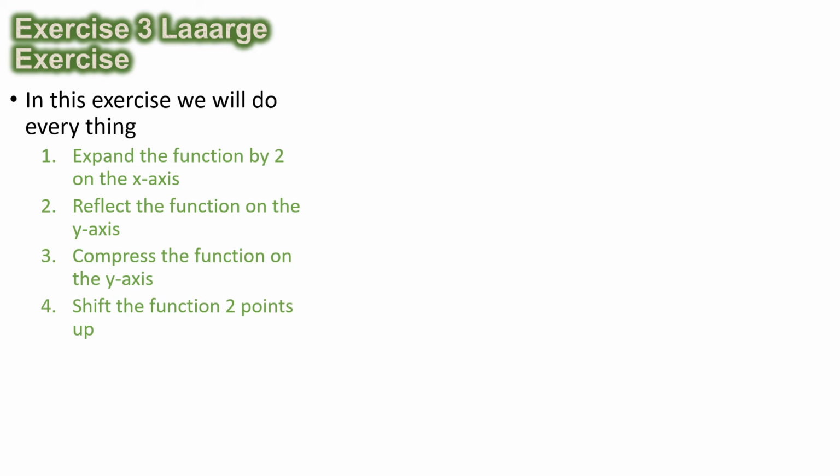Yes, in this exercise we will do everything. Expand the function by 2 in the x-axis, reflect the function on the y-axis, compress the function on the y-axis, shift the function 2 points up. Okay, to expand the function by 2 in the x-axis, we multiply the x inside the brackets by half. Remember, x is inside, so everything will be inverted. And you'll understand it more when we enter the inverse of the function. Reflect the function on the y-axis, multiply the x by -1. Then compress the function on the y-axis, we multiply half to all of y. Then shift the function 2 points up, we add 2.